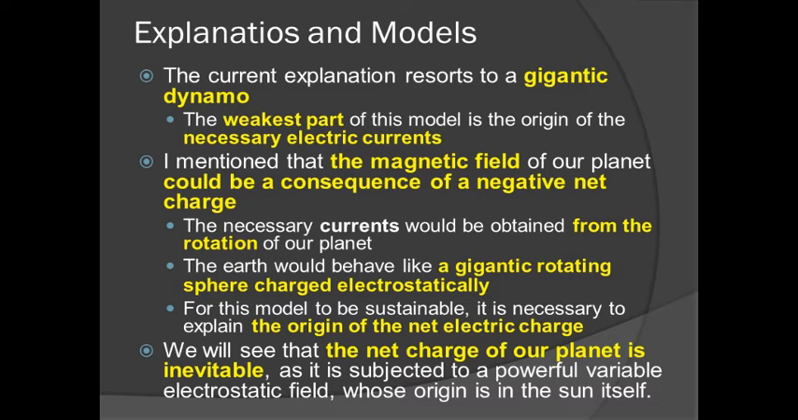In reality, we will see that the one that is impossible is the reverse situation. We will see that the net charge of our planet is inevitable, as it is subjected to a powerful variable electrostatic field, whose origin is in the Sun itself.